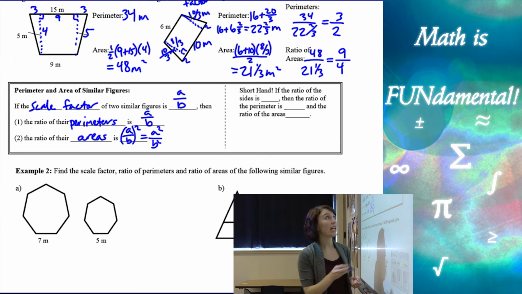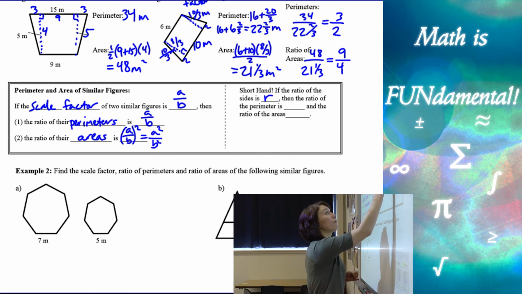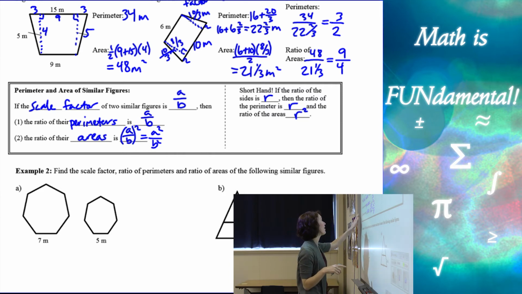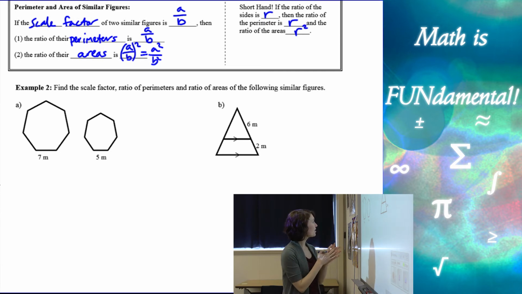All right, so shorthand, if the ratio of the sides is R, then the ratio of the perimeters is R, and the ratio of the areas is R squared. Sneak peek to a future lesson, the ratio of the volumes is going to be R cubed. Really, really neat the way that works out. All right, so let's look at some examples.